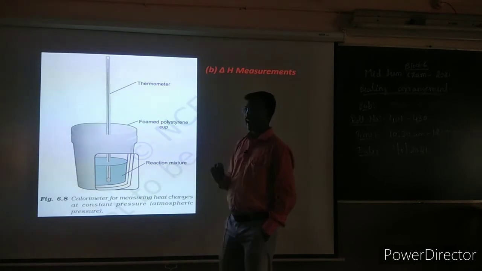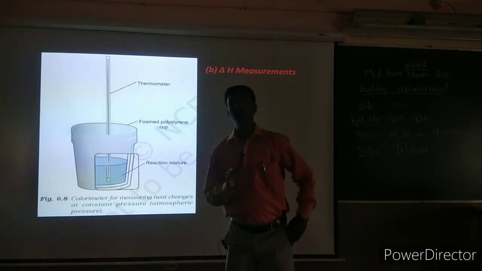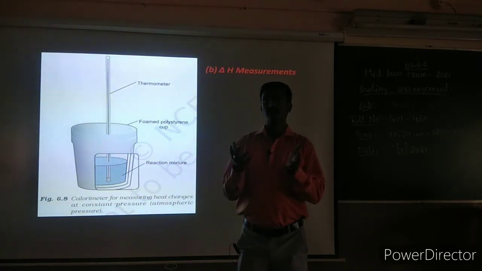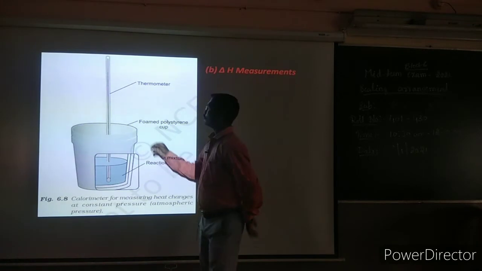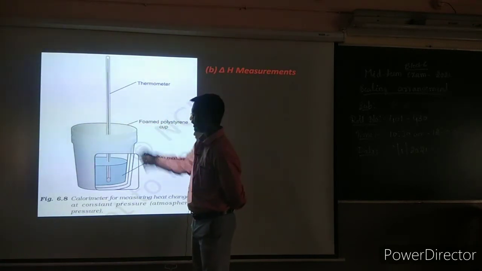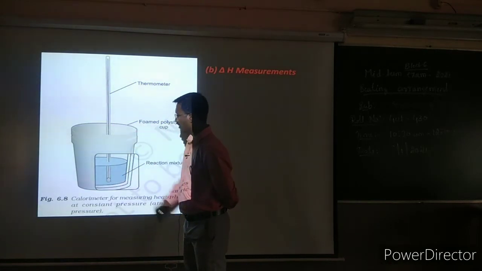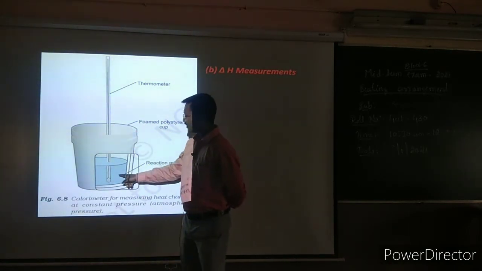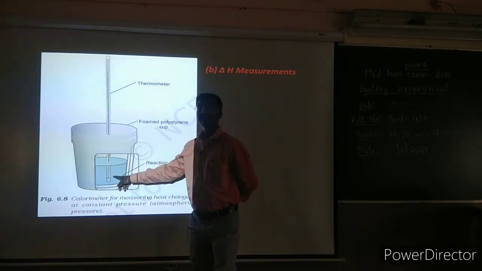So here it is an isolated container. Isothermal, it means that heat is not transferring. Heat remains inside only. And here they have made one hole in this container, and that is passed by the thermometer. So here in this calorimeter instrument, they have placed a liquid.